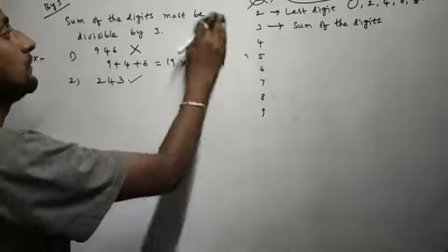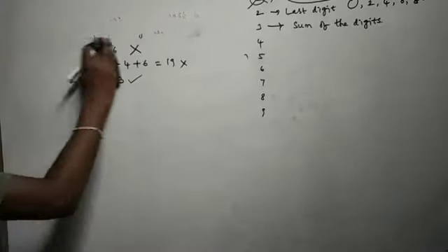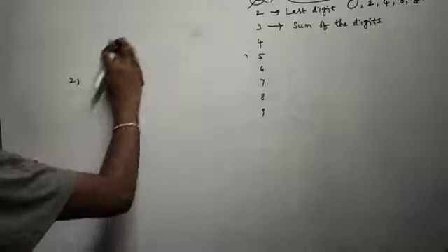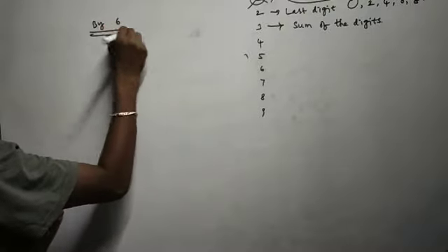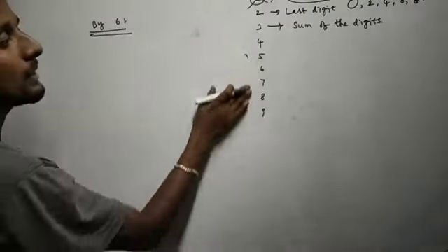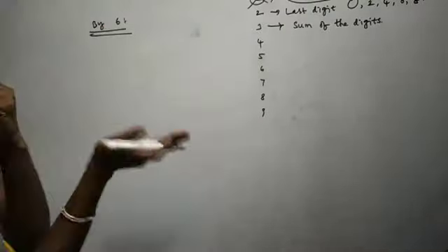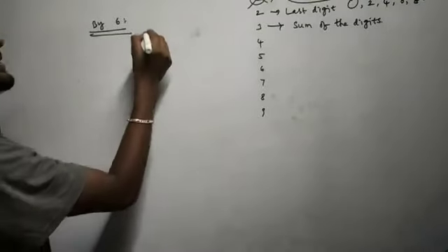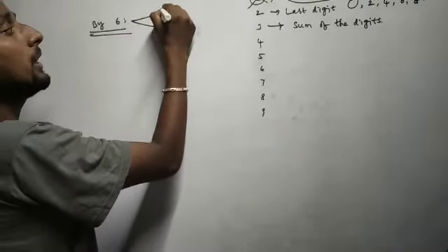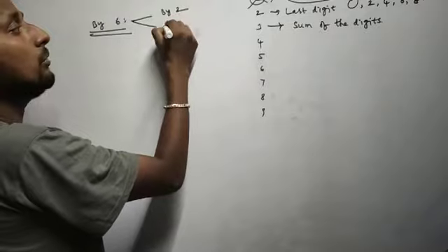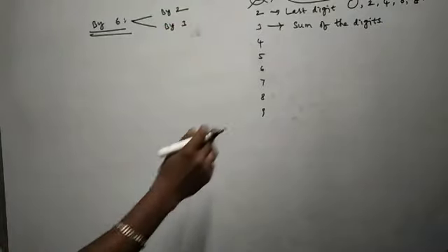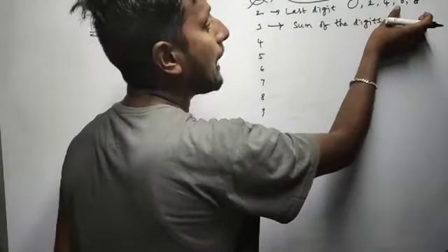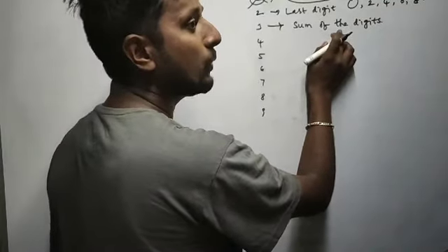Next, I'll talk about by 6. Okay, I won't follow the sequence. Simple to hard we'll go. Okay, the by 6 divisibility rule is the number must be divisible by 2 and the number must be divisible by 3. Again look at the by 2 divisibility rule we had here and the by 3 divisibility rule we know.